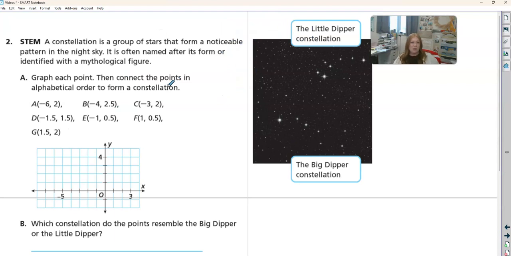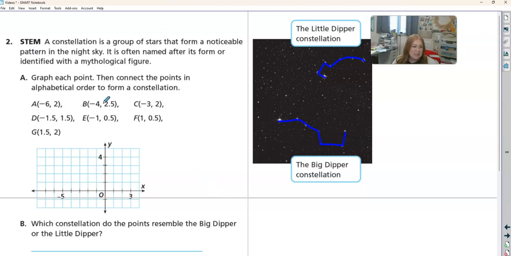Okay, number 2, a constellation is a group of stars that form a noticeable pattern in the night sky. It's often named after its form or identified with a mythological feature. Some you may be familiar with are the Big Dipper, which looks like that. Or sorry, that's the Little Dipper. And then the Big Dipper looks like that one. We're going to graph these and see whether the constellation we made looks like the Big Dipper or the Little Dipper.